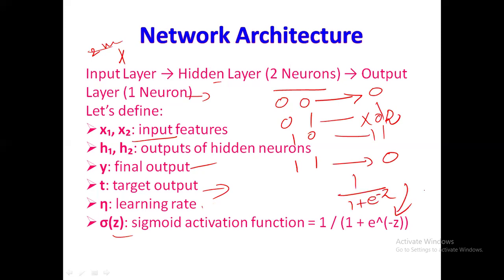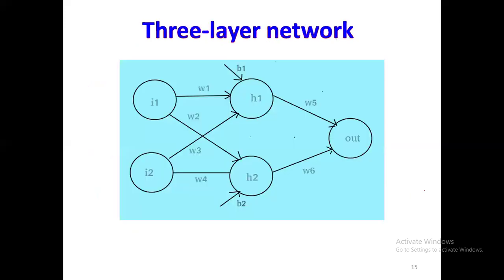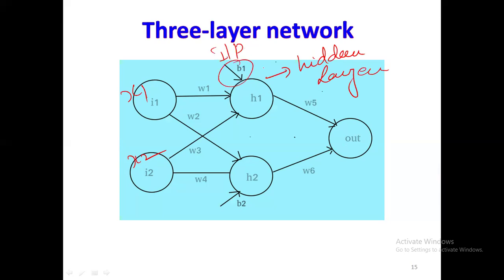This is the activation function we are going to use. So this is the network. Here we can call the inputs patterns x1 and x2, and h1 and h2 are the hidden layer. Each hidden layer is associated with one bias value, and the input value for the bias is always equal to 1.